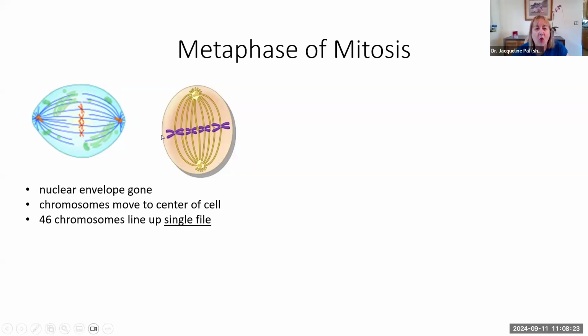So remember, we've got 46 X-shaped chromosomes with sister chromatids. And they are going to line up single file right down the middle. And notice the way they line up is so that wherever the centrosomes are on the side, one sister chromatid is facing one centrosome and the other sister chromatid is facing the other one. So you can see that on both of these drawings.